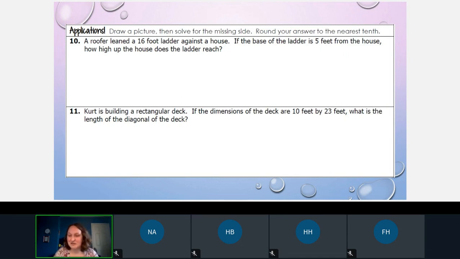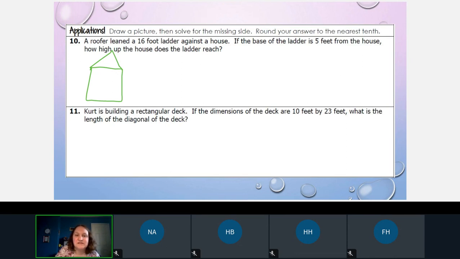But I can sketch a picture, right? So a roofer leaned a 16-foot ladder against a house. Okay, so we're going to draw a house. And I wouldn't spend a lot of time drawing your house. Like, here's my house. Woohoo! I think my daughter can probably draw a better house, but that's okay.